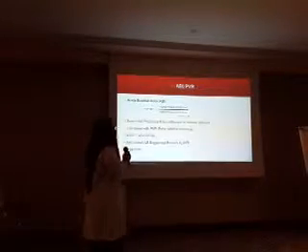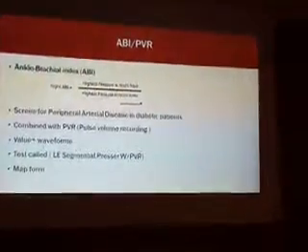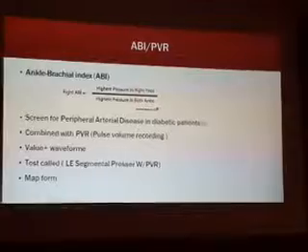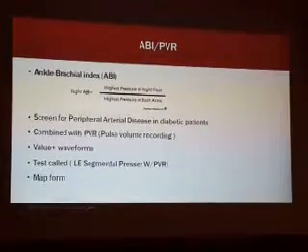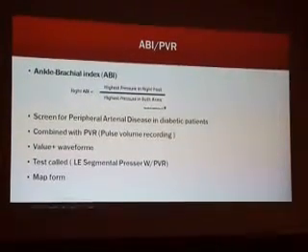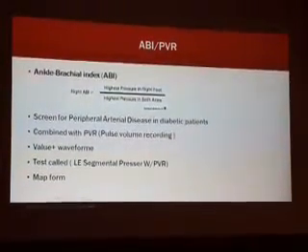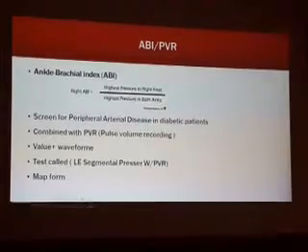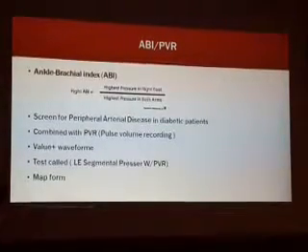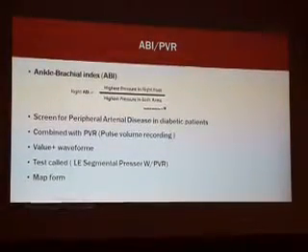So what is the ABI? The ABI machine is a formula giving you a value. This value depends on what? On the highest pressure in the right foot, for example if we are examining the right leg, divided by the highest pressure in both arms. So it's the value of the pressure of the artery, and it has a normal range. If it is normal, we have a value for normal, and if it's abnormal, we have a value of abnormality.